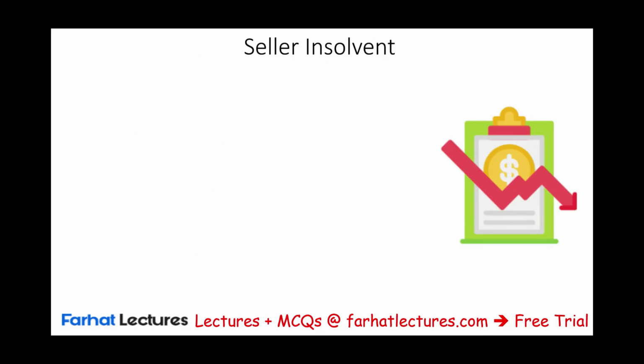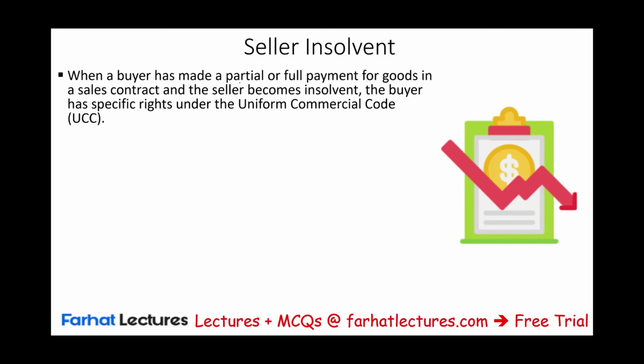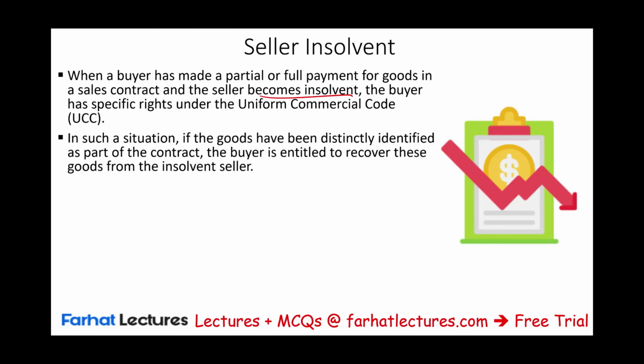How about if there's a risk that the seller is going into bankruptcy, an insolvent seller? What should you do? Well, when the buyer has made a partial or full payment for goods in the sales contract and the seller becomes insolvent, which means they're going out of business, the buyer has specific rights under the UCC. In those circumstances, if the goods that they purchased, that they paid for, that they made a partial or full payment for, have been distinctly identified as part of the contract, the buyer is entitled to recover these goods from the insolvent seller. Now, why do you want to do that? Because you don't want to go into bankruptcy court. It's going to take longer and you may or may not get your goods.